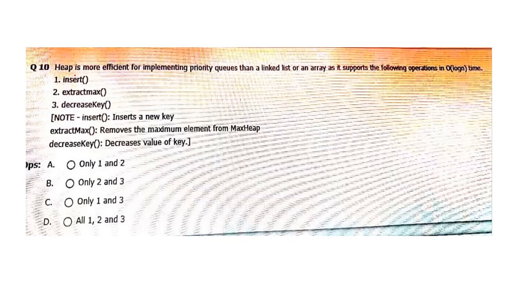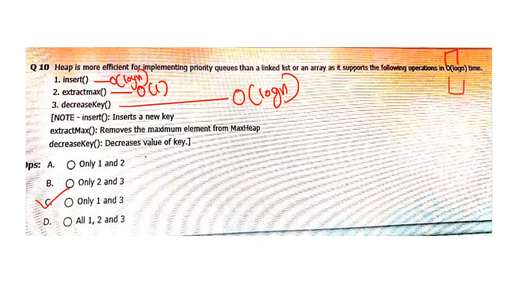The next question: a heap is more efficient for implementing a priority queue than a linked list or an array, as it supports the following operations in big O log n. You have to determine which of these operations are done in big O log n: insert operation, extract max, decrease key. Extract max operation is done in big O one time, so that won't be included in the answer because they are saying operations in big O log n only. Insert is done in big O log n time, and decrease key is done in big O log n time, right? So what will be the correct answer? Option 1 and option 3. So only 1 and 3, right? That will be the correct answer.